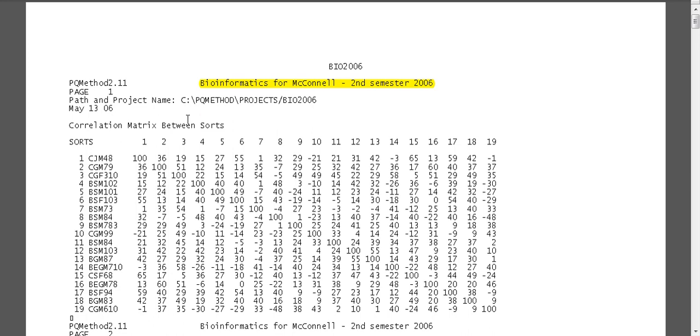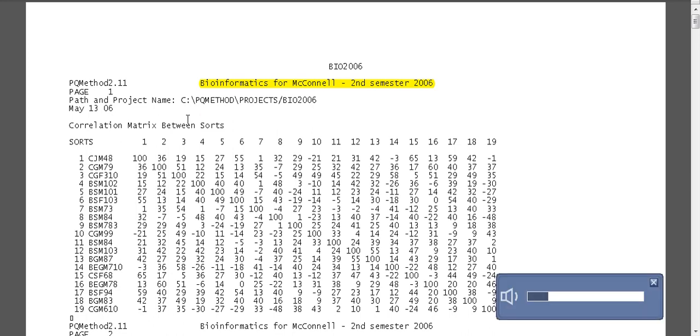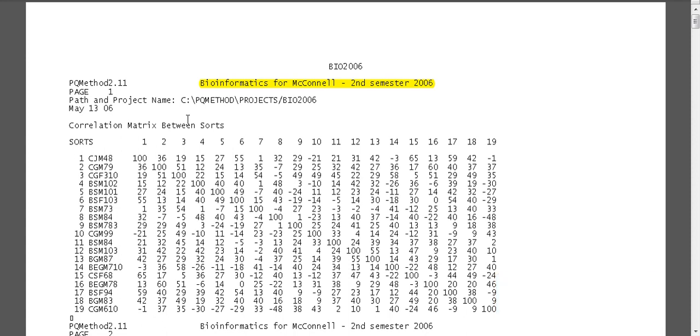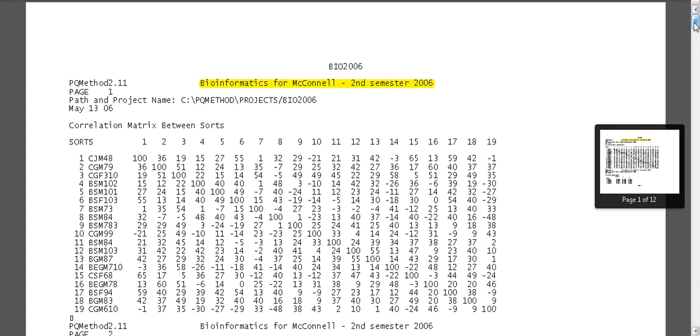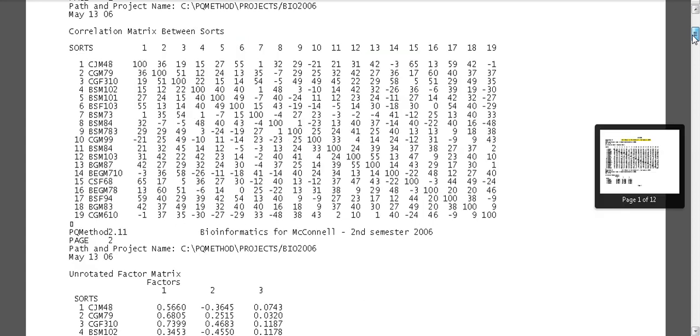Here I've already taken the list file, opened it up in Notepad, and now I am looking at it as a PDF. I like PDFs because it allows me to label, right? I have the full Adobe Acrobat Pro through the university, and if you don't have that, I highly recommend it. Usually you can buy it through the university for home use pretty cheaply. Anyway, here's the correlation matrix between the sorts, right?